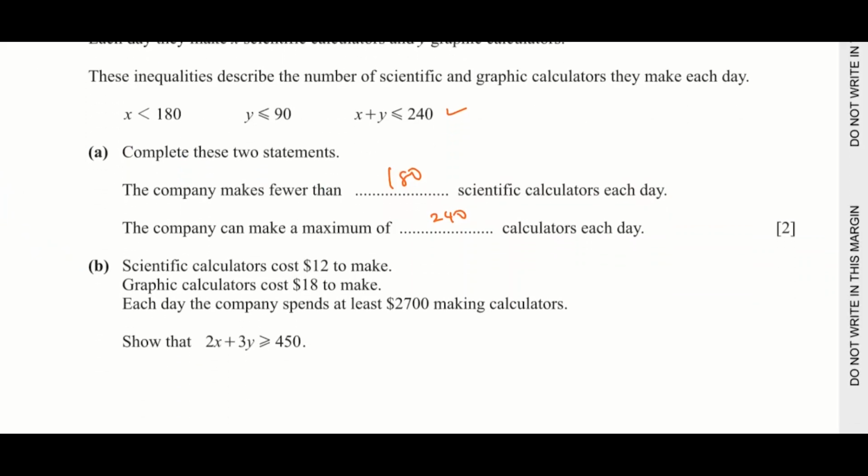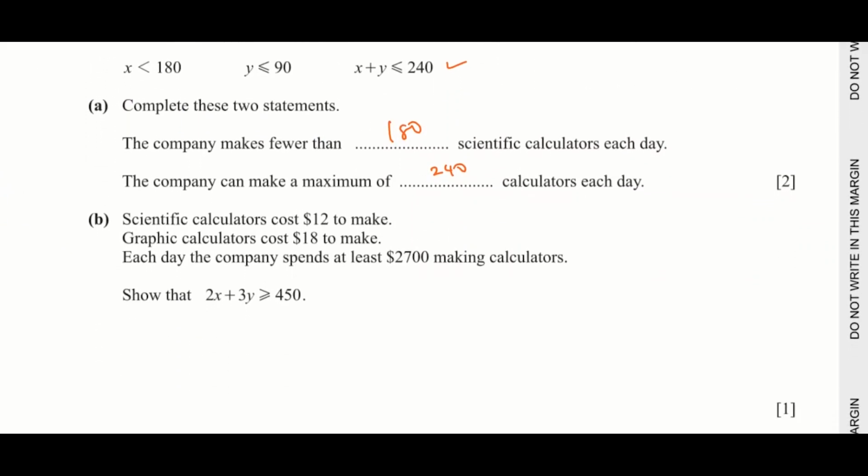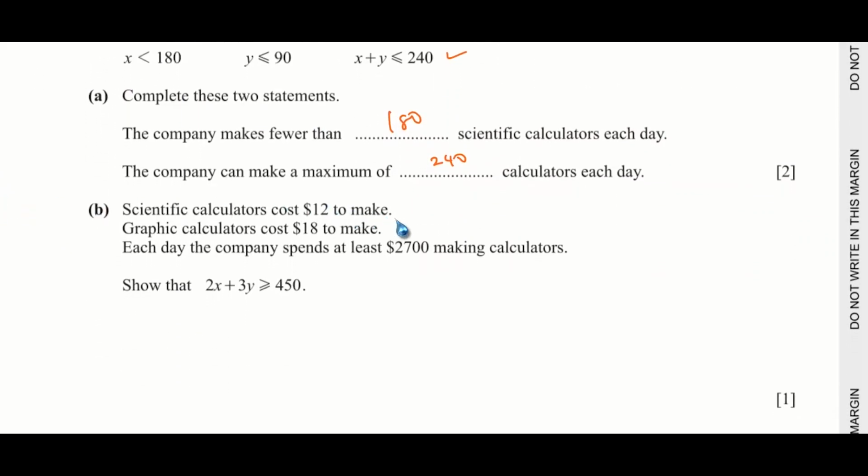So part B, scientific calculators cost $12 to make. Graphic calculators cost $18 to make. So each day the company spends at least $2,700 making calculators. Show that 2x plus 3y is greater than or equal to 450.